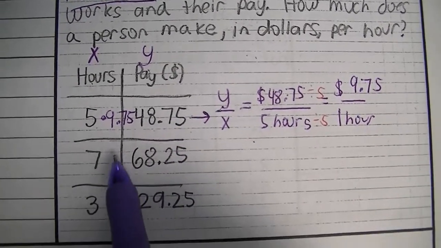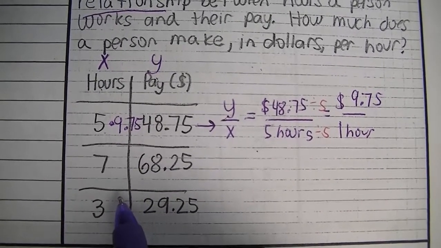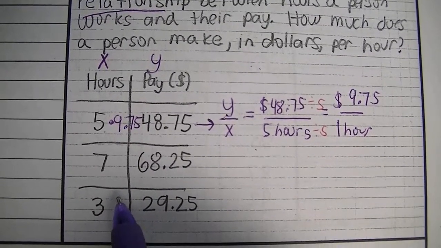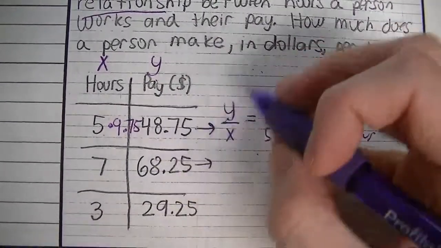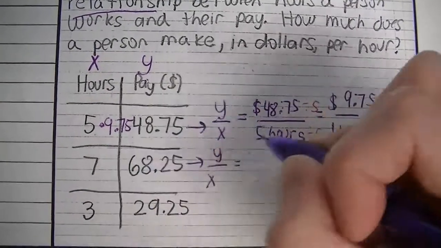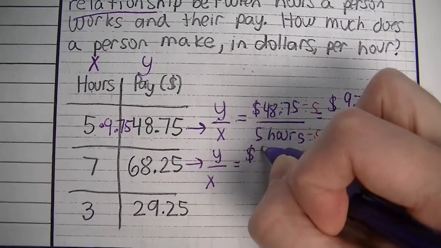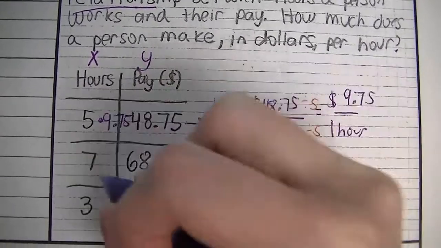Okay, and I do want you to get in the habit of doing that for each value in the table, because sometimes the tables are not proportional. But we'll go more into that later on, okay? All right, so for this one, it's again y divided by x to find that unit rate. So y is that money, the pay, sorry, $68.25 for working 7 hours.